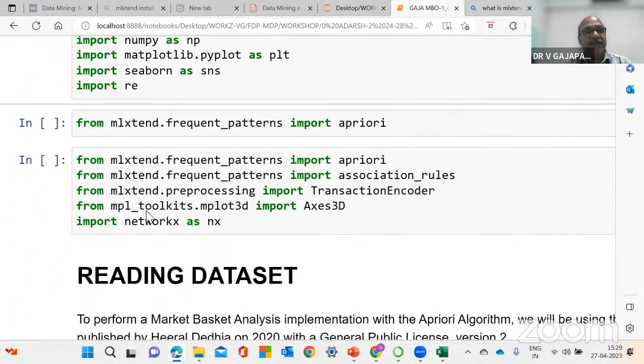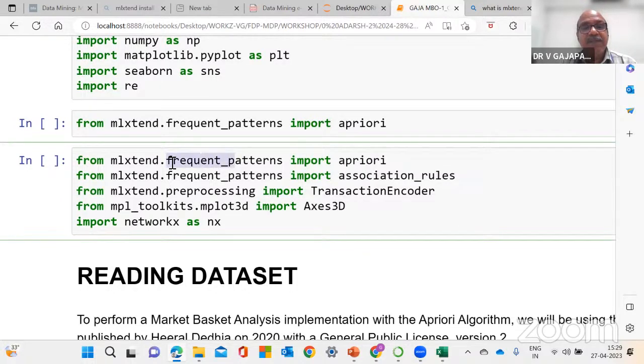I'm doing MLxtend now. Already we have access to MLxtend, and from MLxtend we import apriori. MLxtend frequent patterns. This is a part of MLxtend. From MLxtend frequent patterns we import apriori. Apriori is the algorithm we are having. Why is it Apriori? Anybody please? Why are we calling it the Apriori algorithm?